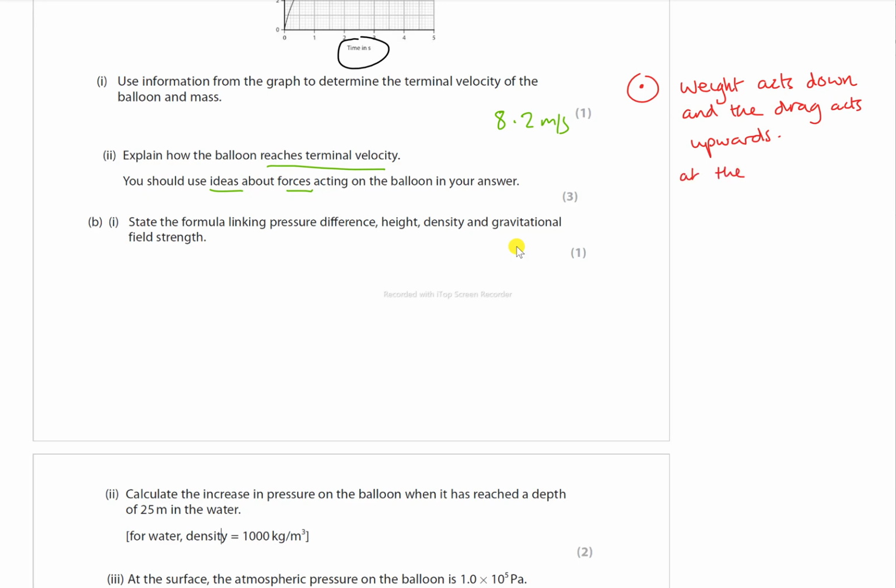At the start, so this is the next bullet point or sentence. At the start, the weight is greater than the drag or friction, so the resultant force causes the balloon.